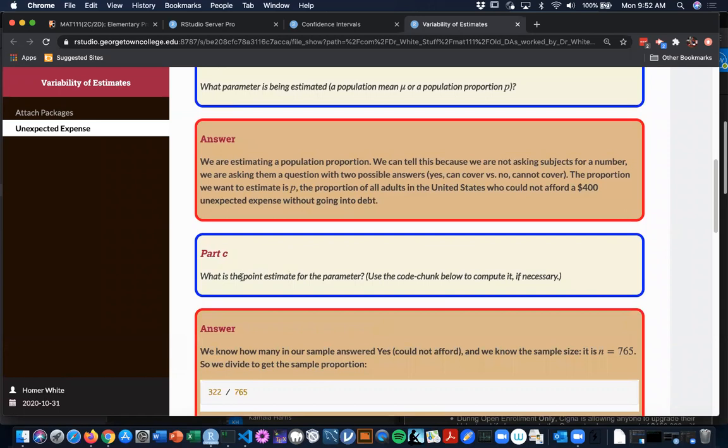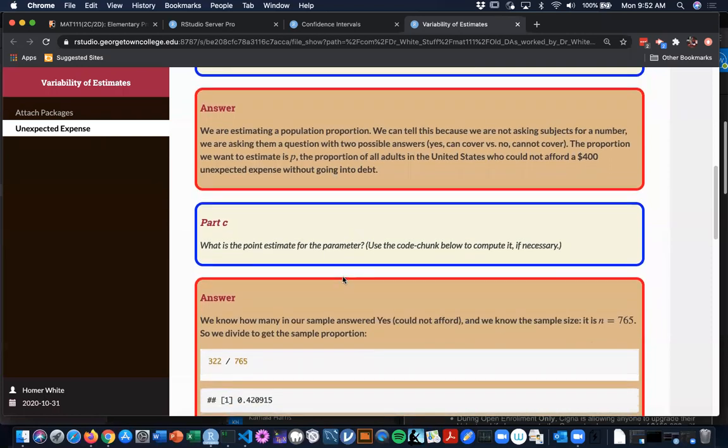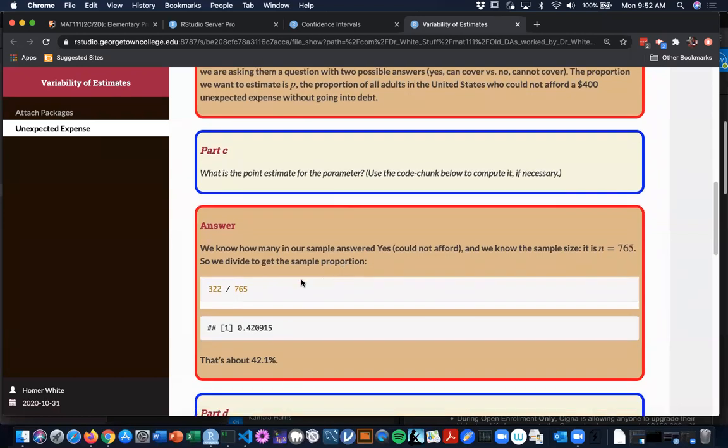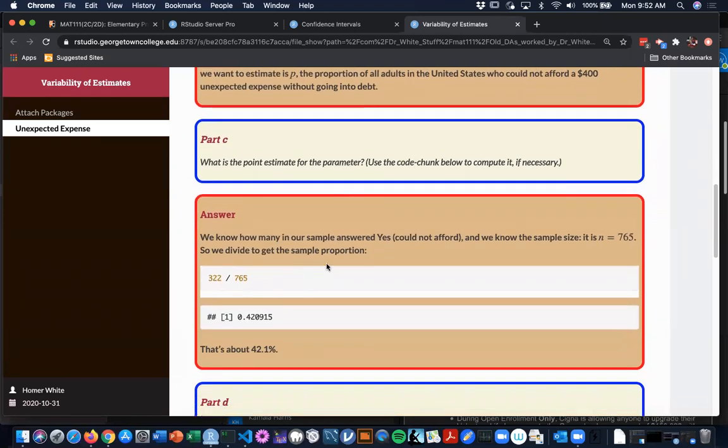What's the point estimate for the parameter? Well, once you know it's a population proportion, then you know your point estimate would be the sample proportion. So all we got to do is compute the sample proportion. So that we can do without any fancy computer work. We can just use a calculator. We don't need to go to a data set.